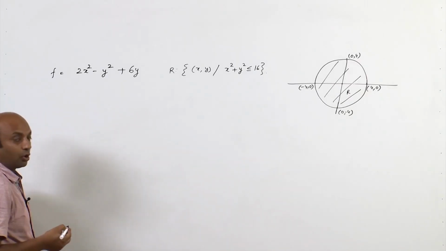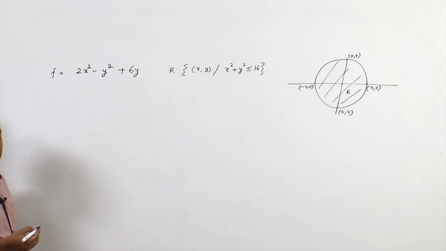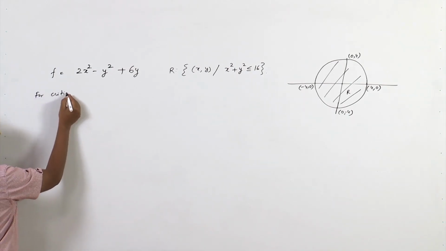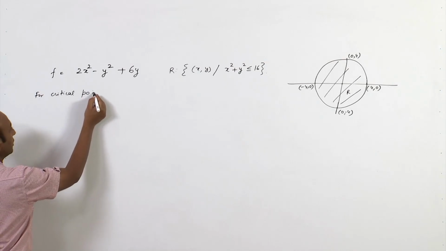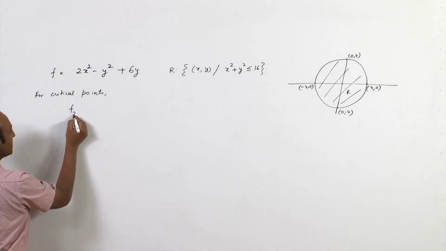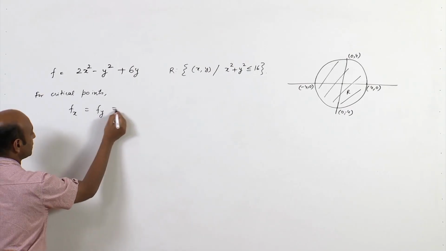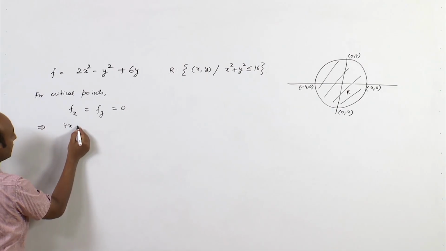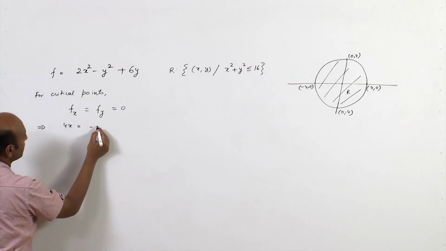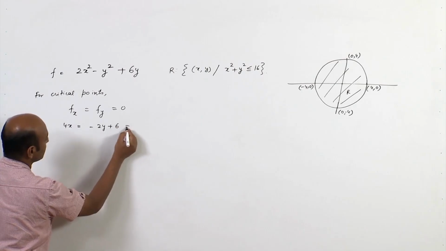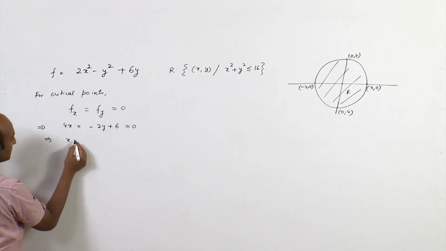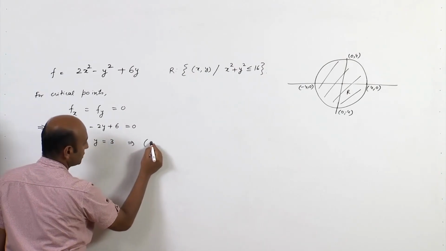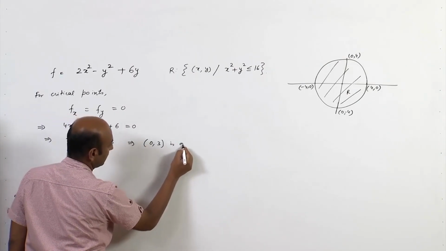So first we find all the critical points of this function. For critical points, fx equals fy should be 0. So this implies 4x equals 0 and minus 2y plus 6 equals 0, and this implies x is 0 and y is 3. So that means (0, 3) is the only critical point.